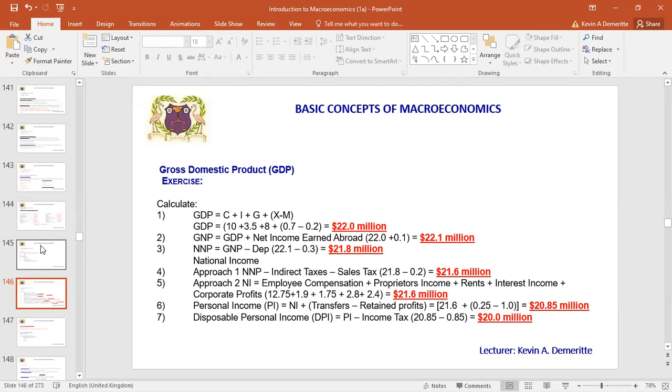That being said, shall we move on? The second approach to calculating national income is to add up all the monies. So we said, let's go up.